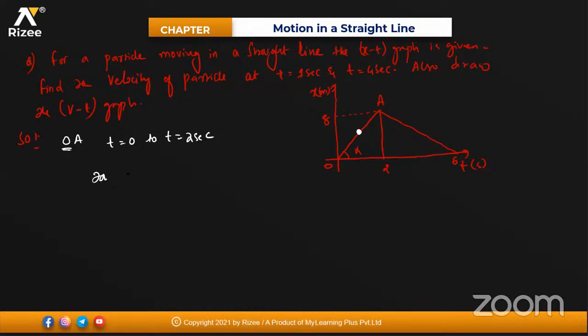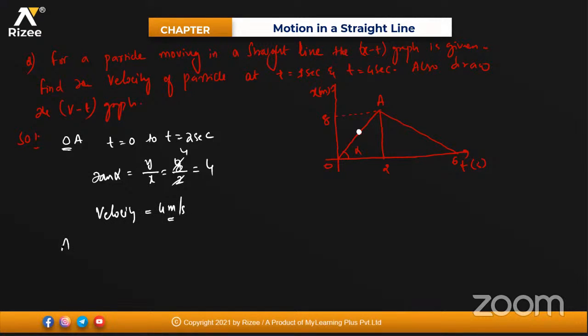So calculate the angle there. tan alpha will be equal to y by x. The y value is 8 and the x value is nothing but 2. So this will become 4. So the velocity will be 4 meter per second.